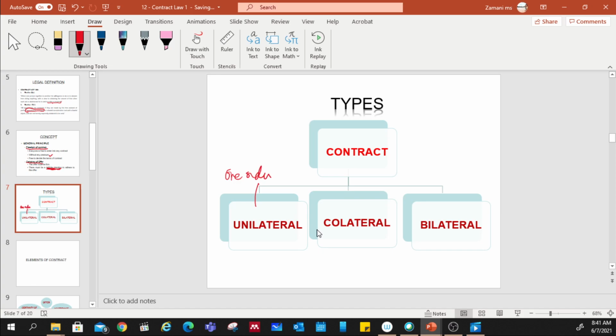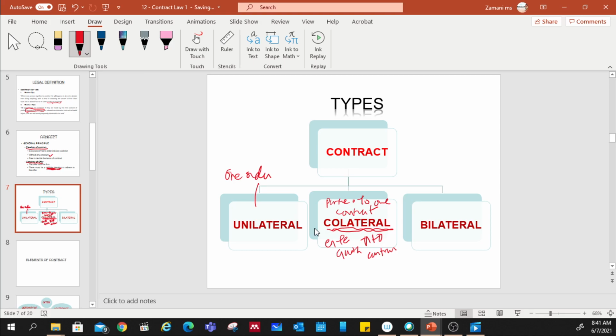The second is collateral. A collateral contract is a contract where parties to one contract enter, or promise to enter, into another contract. So this is about collateral.